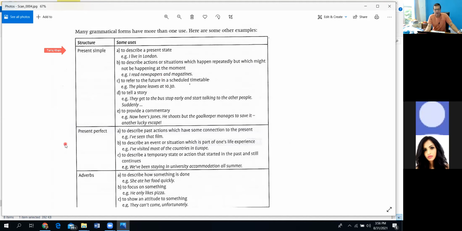C, to refer to the future in scheduled time. Future. Present simple we use for the future as well. Now, some may know it, some may not. That's what you need to know about the use of tenses. Like how the plane leaves at 10:30. Like there is a train going to Kandy every 6:30 p.m.